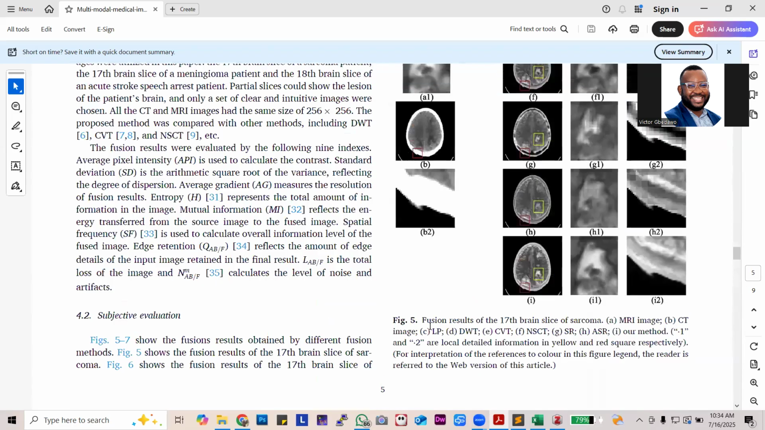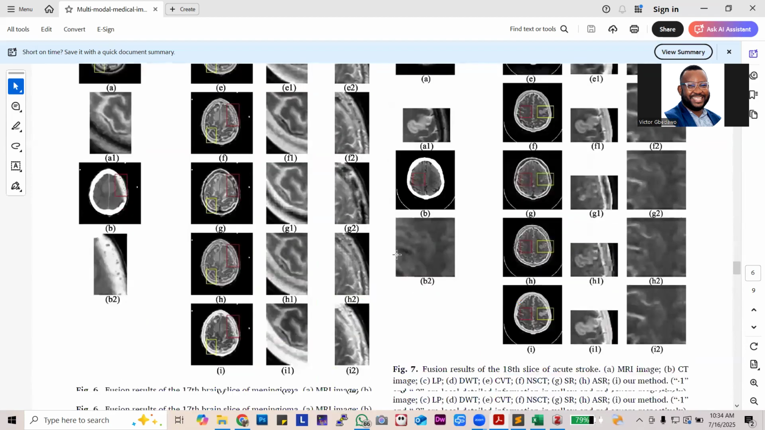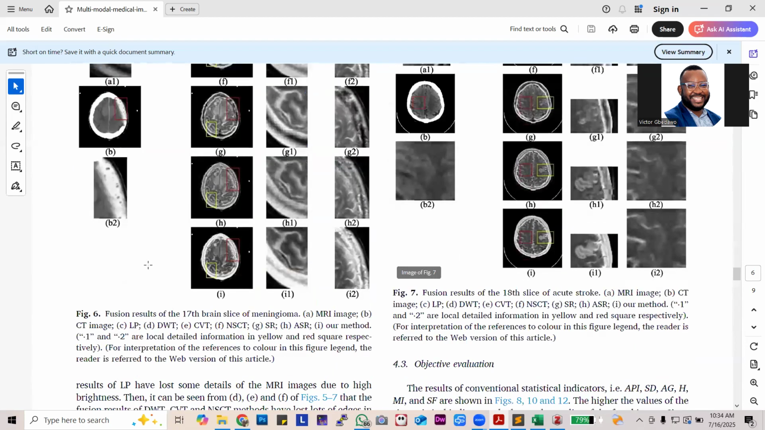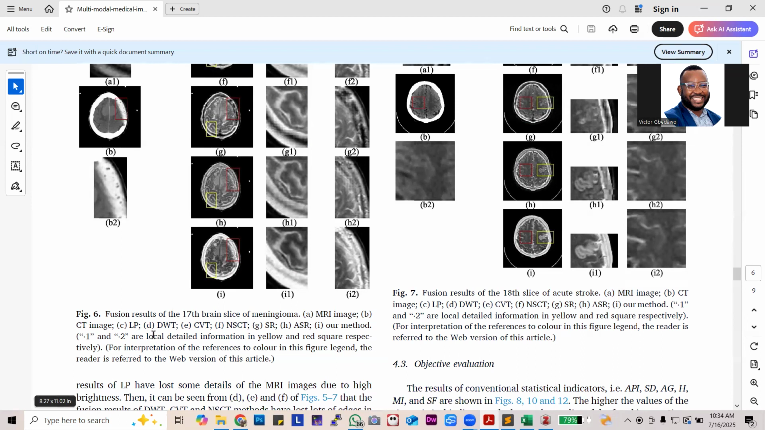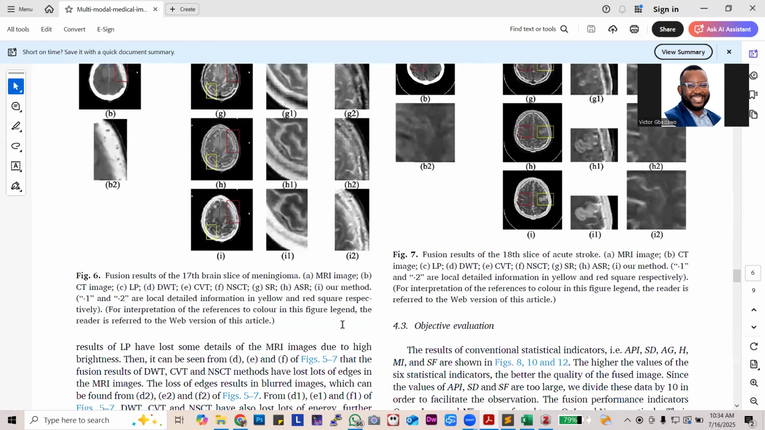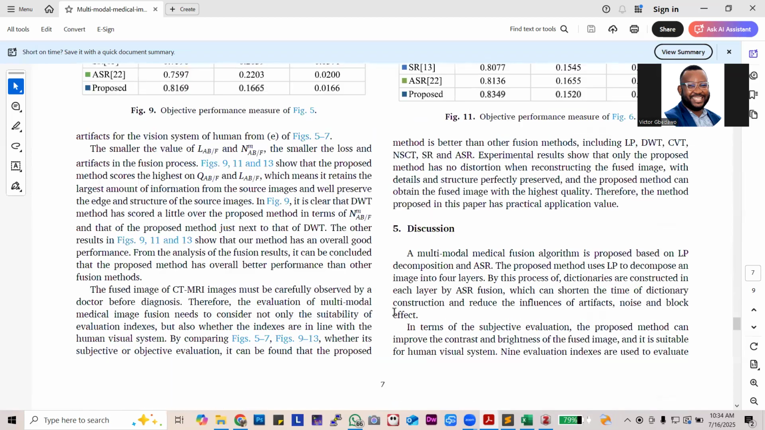Figure 5. So from figure 5, I think this is where it starts. This is where the image starts. So figure 5 to figure 6, fusion results. So those are the results. You get it. They just made reference to it, and that was all. They didn't mention anything about it in discussion, which is very bad.